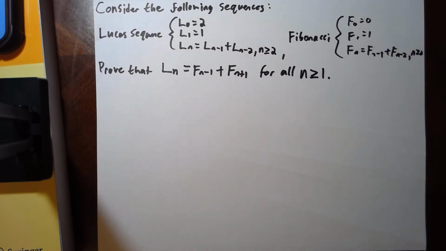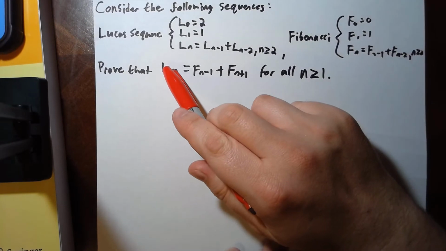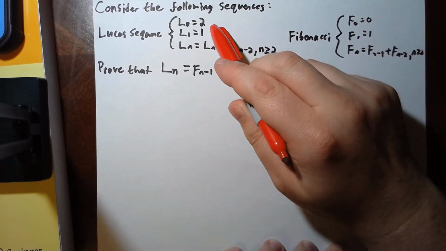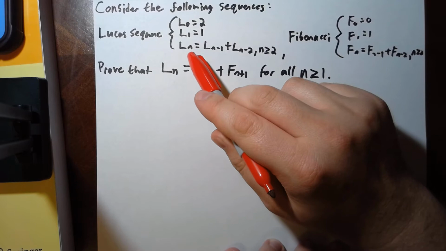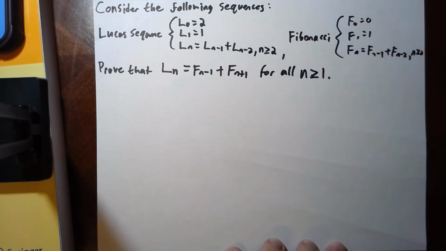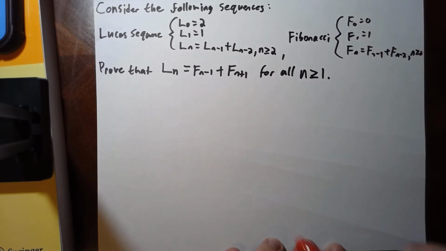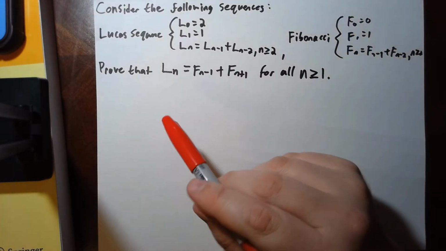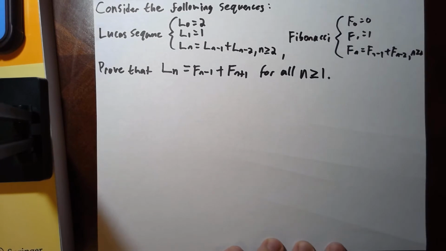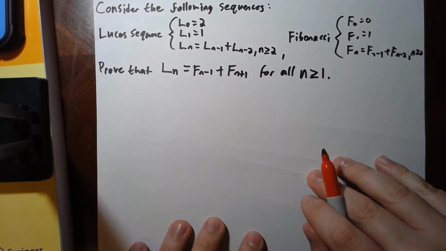Alright, so here we have a question about sequences. Namely, I'm given the Lucas sequence, which I'm told L of 0 is 2, L of 1 is 1, and the next term is the sum of the two previous terms. And then I'm given the Fibonacci sequence. I want to show that the nth term of the Lucas sequence is the n minus 1 term of the Fibonacci sequence plus the n plus first term of the Fibonacci sequence for n greater than or equal to 1.